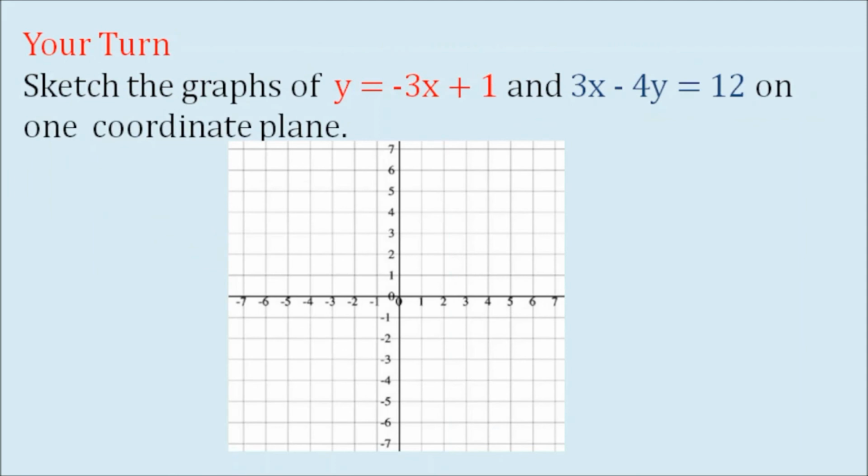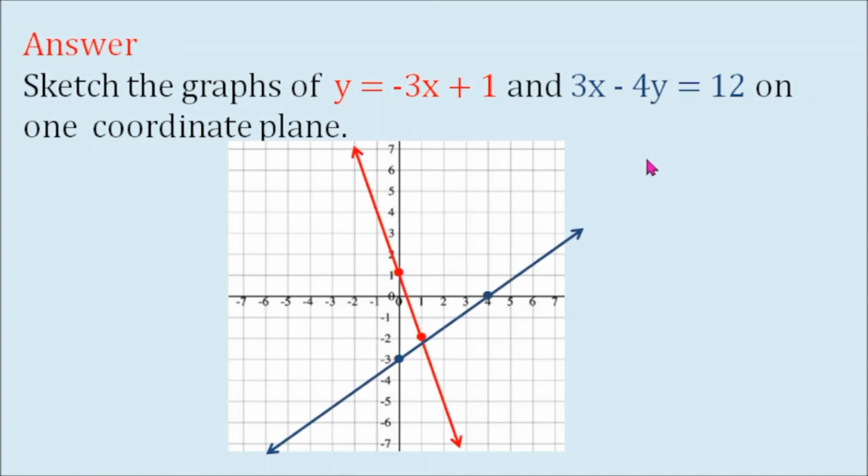Now your turn. Sketch the graphs of y equals negative 3x plus 1 and 3x minus 4y equals 12 on one coordinate plane. You can pause the video, prepare your graph paper, and graph these 2 equations. Now I will show you the answer.